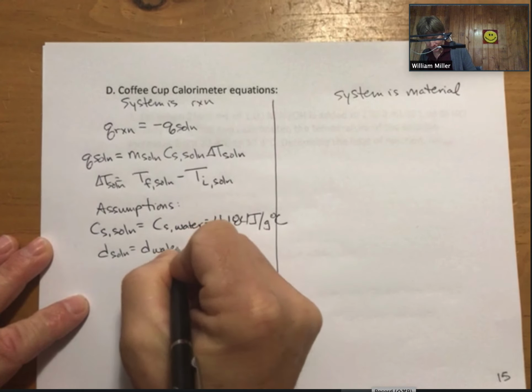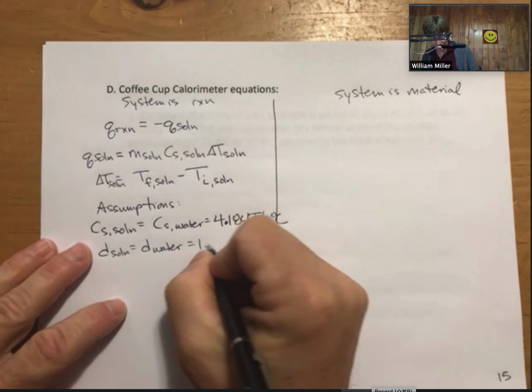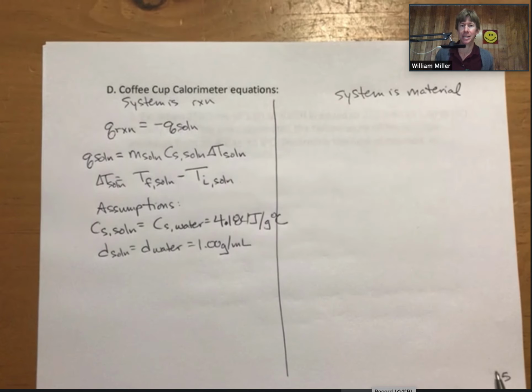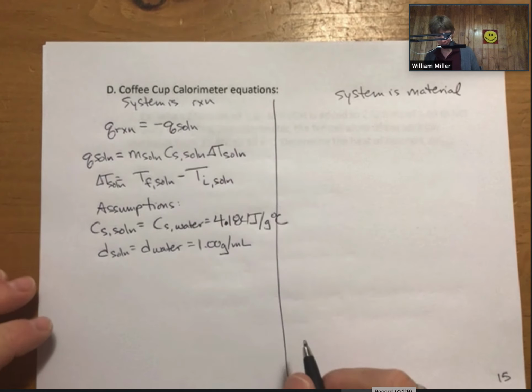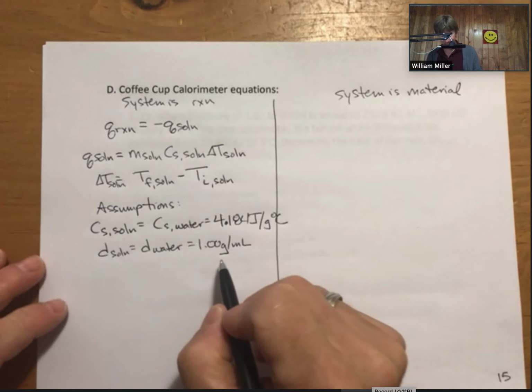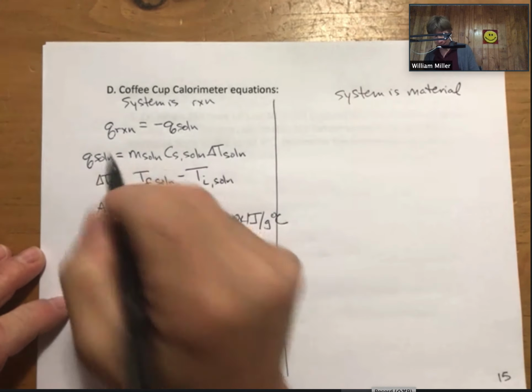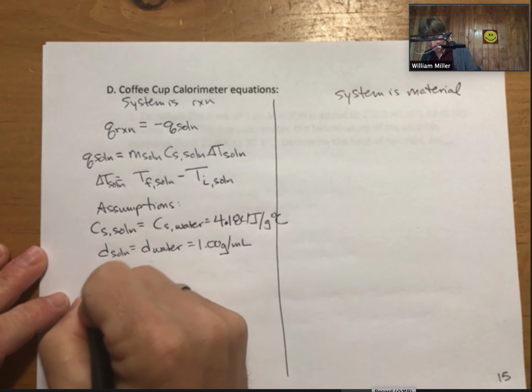And the density of water is 1.00 gram per milliliter, which means that in a problem, if I say there are 250.0 milliliters of a certain solution, we can assume that that is 250 grams of solution. Okay? All right. So that's the setup. That's the solution part. Now let's do Q reaction.